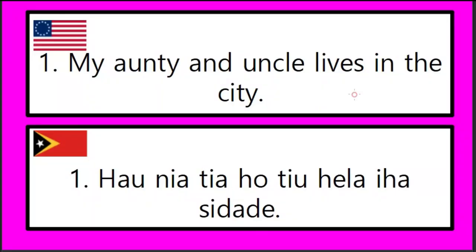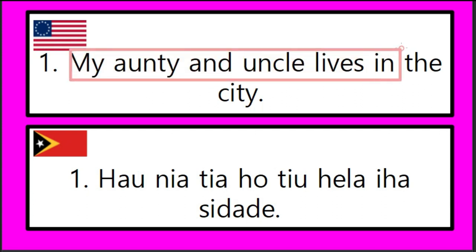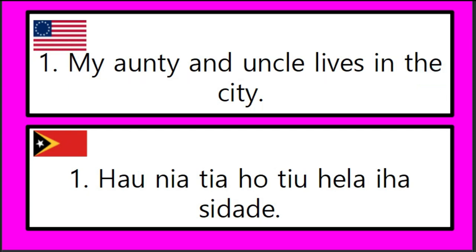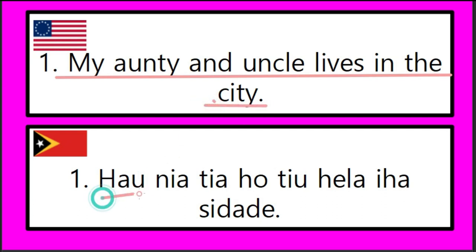Okay guys, next we have the first sentence again for this part 4 of this topic. My auntie and uncle lives in the city. Having a mistake right now, it's supposed to be, I'll just change this one and let me erase this all first. So let me change this one to line instead of that box. It's a little bit disturbing. My auntie and uncle lives in the city. Haunia tia no ho tiu hela iha cidade.